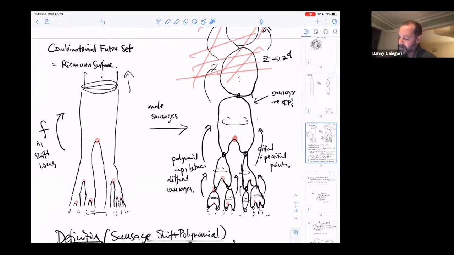This guy gets a polynomial map from this sausage to that sausage. This guy gets a polynomial map to that sausage. This guy gets a polynomial map to here. This one, I guess, gets a polynomial map to here. This one gets a polynomial map to here, and so on and so forth. So you get these little nodes here. The nodes at the top level, the attaching points at the top level, are the zeros of the polynomial associated to the top sausage. The nodes at previous levels are just the pre-images of the nodes at the top level under these polynomial maps. We pull them back.